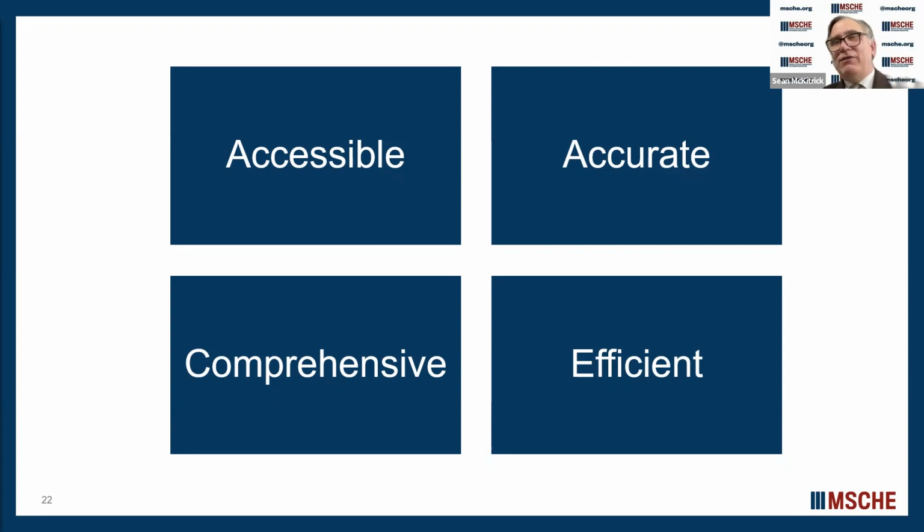2, quality evidence is accurate. The evidence provided for a criterion is technically correct and current. 3, quality evidence is comprehensive. Evidence is sufficient to address compliance with a given criterion, both institution-wide and, where applicable, for individual units. And 4, quality evidence is efficient. Evidence provided for this criterion is concise, and it enables users to perform their work in a timely fashion. So let's look at each of these in turn.